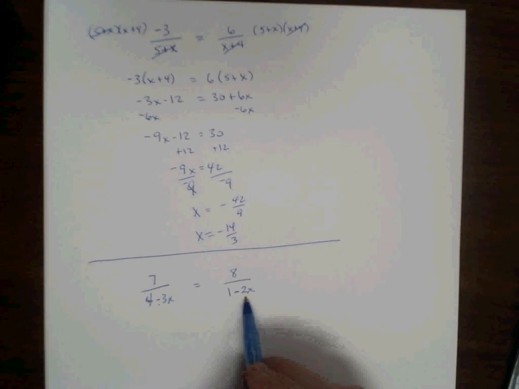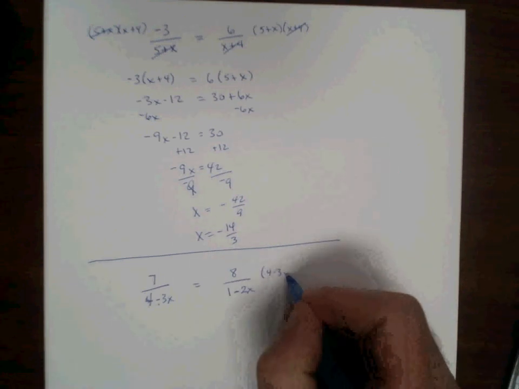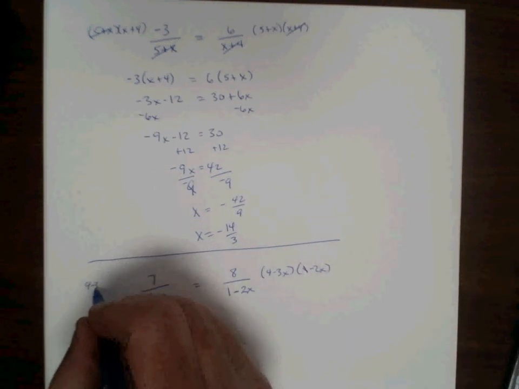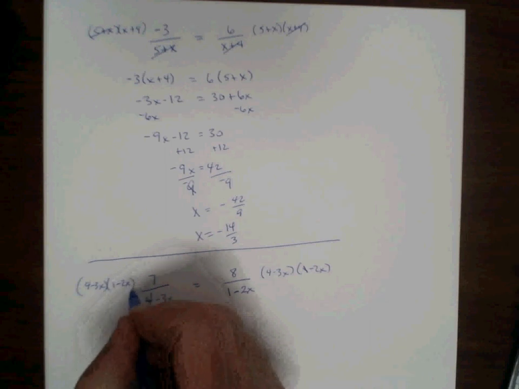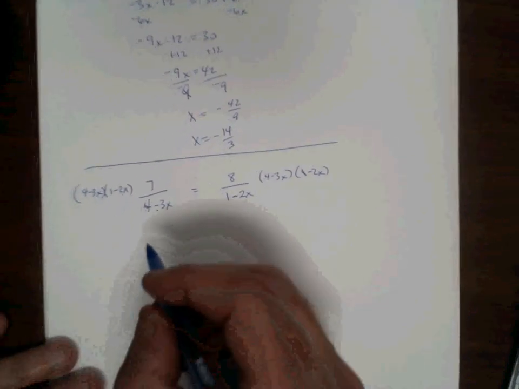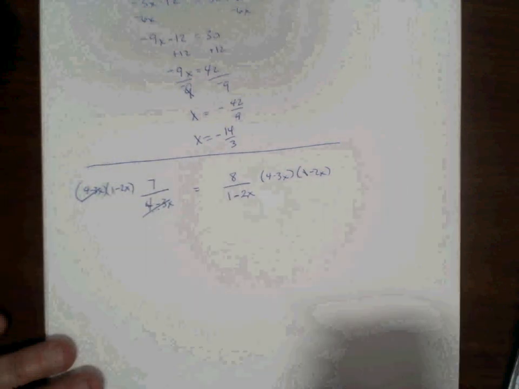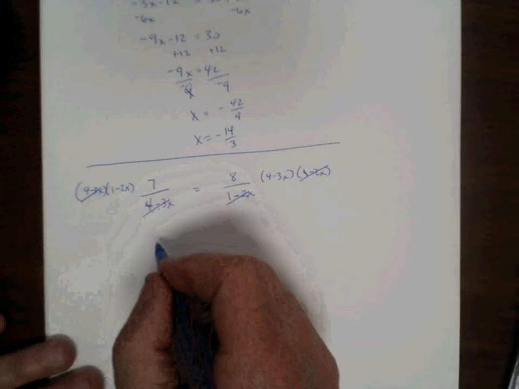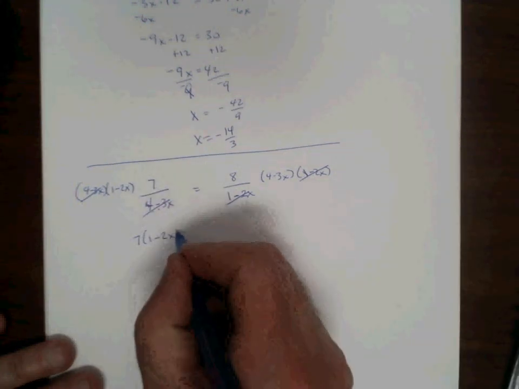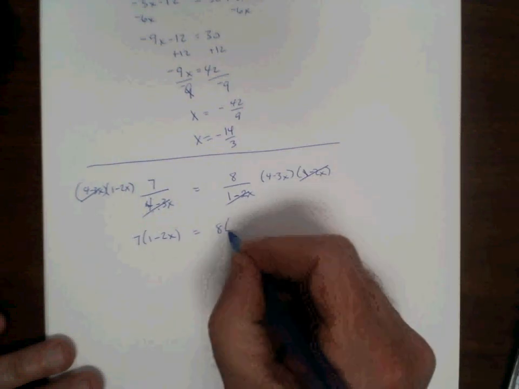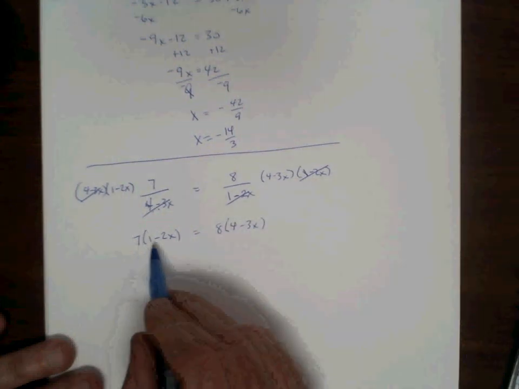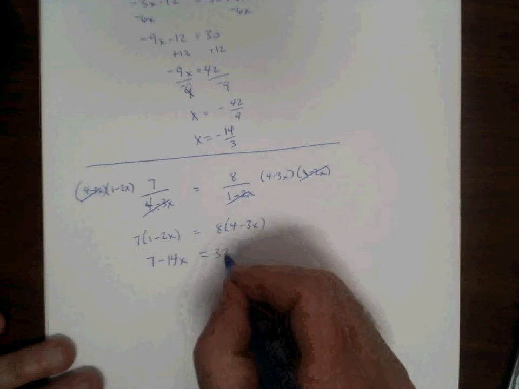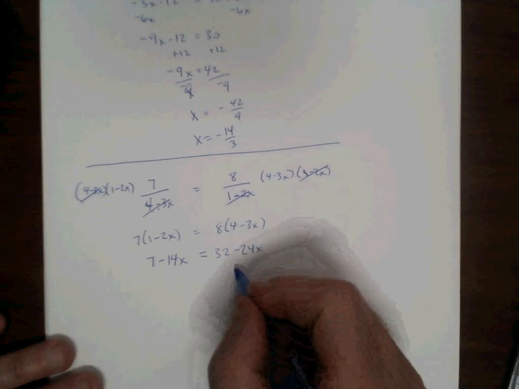We're dividing by 4 minus 3x. We're dividing by 1 minus 2x. So I'm going to multiply both sides by 4 minus 3x and 1 minus 2x. Division by 4 minus 3x, multiplication by 4 minus 3x cancels. Division by 1 minus 2x, multiplication by 1 minus 2x cancels. This leaves me with the left side of 7 times 1 minus 2x, and the right side 8 times 4 minus 3x. I'm going to distribute and get 7 minus 14x equals 32 minus 24x.